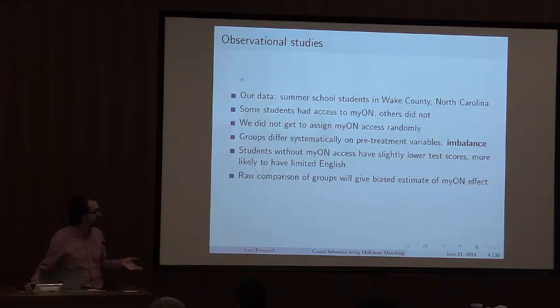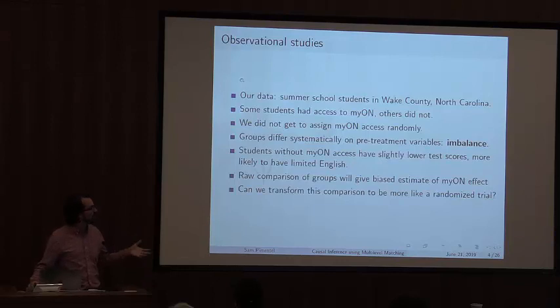So obviously this is a problem. If we just do a raw comparison of test scores between the two groups, then what we're going to measure isn't actually the causal effect of having access to the Mayan reader. It's going to be a mix of that effect and these other underlying differences due to the fact that the student groups weren't comparable to begin with. So the question for me as a statistician at least is, is there a way we can use this data, can we transform it to be more like a randomized trial and to give us a comparison that will be more compelling as a causal inference?